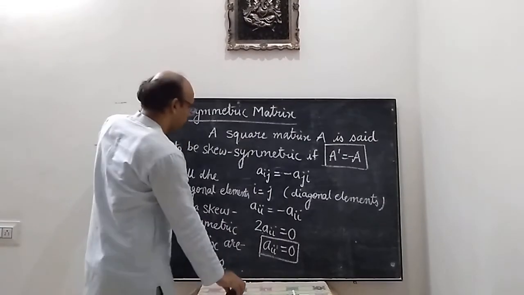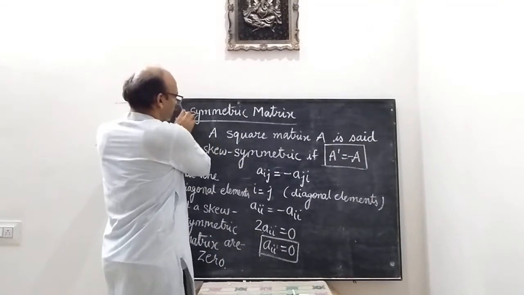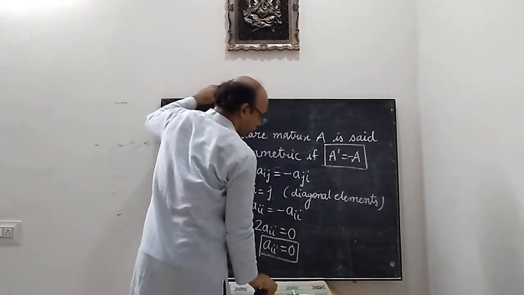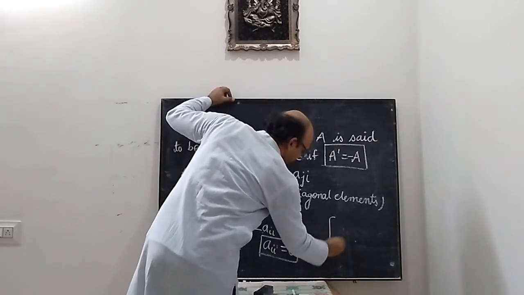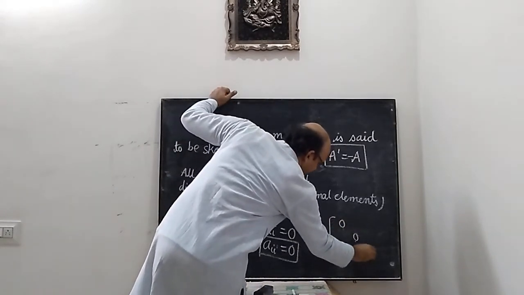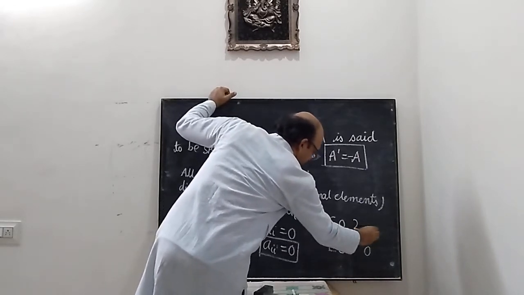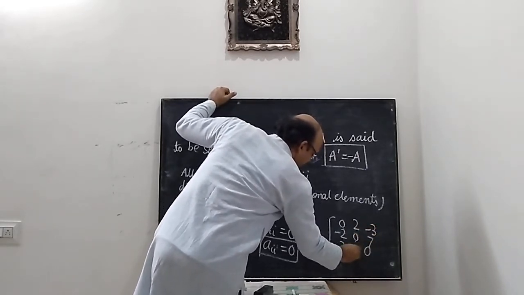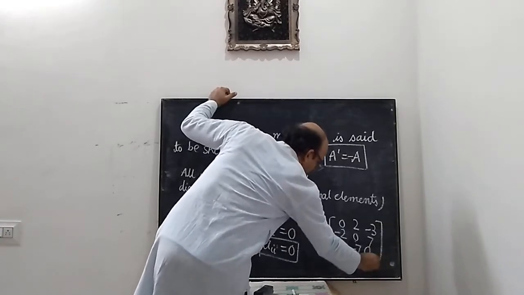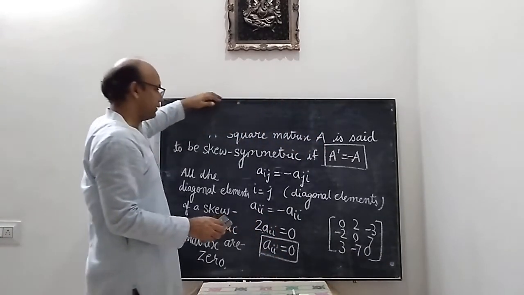Okay? So this is the case. If you talk about the example, you can have 0 on the principal diagonal. If it is 2, this has to be minus 2. If this is 3, this has to be minus 3. 7, so this has to be minus 7. It is somewhat like this.